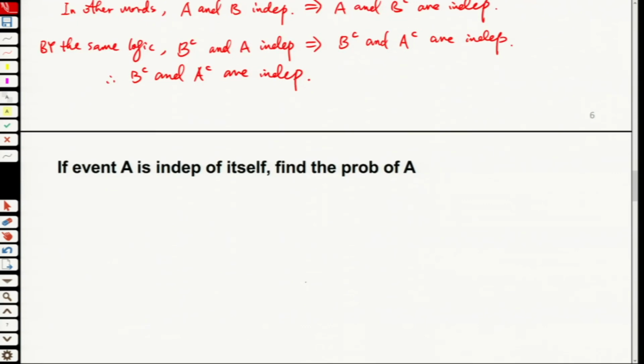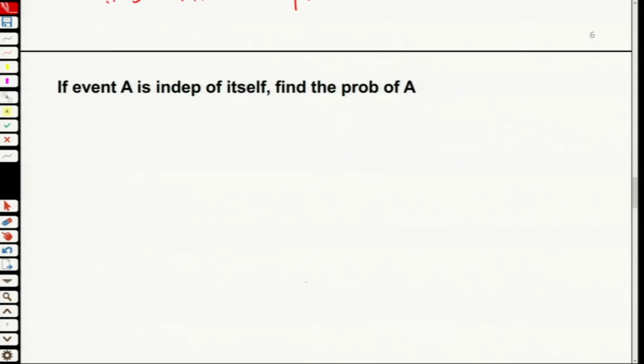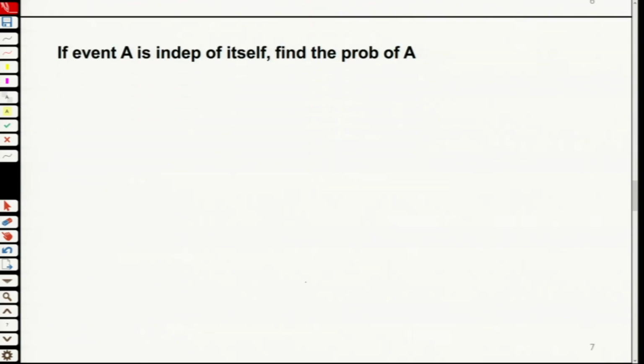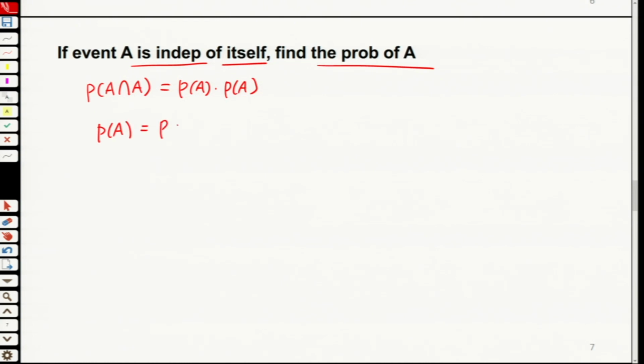Okay, if an event A is independent of itself, what is the probability of A? So this is a new problem. Let's just use the definition. If the event is independent of itself, find probability of A. So probability of A intersect A should equal probability A times probability A. That means probability A intersect A is probability A, which equals probability A squared.